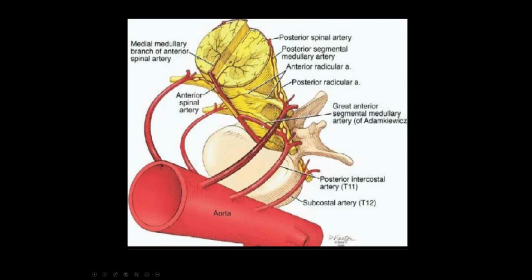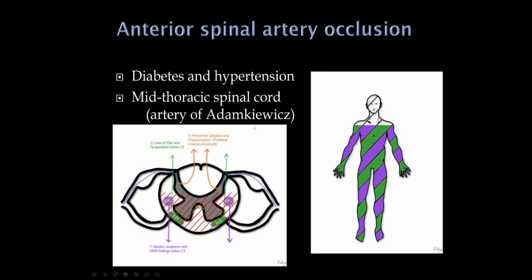And so this can be damaged just by vascular disease, or sometimes a patient is having a surgery on the aorta. Okay, and because it's such a large radicular artery, there's a watershed area, and so we can see strokes here in the mid or upper thoracic cord if we have involvement of the artery of Adamkiewicz.